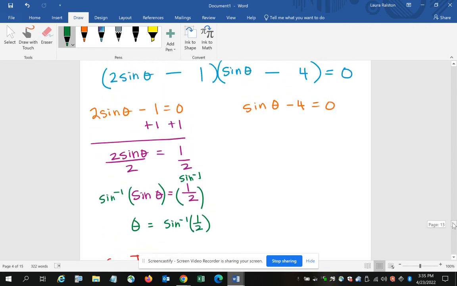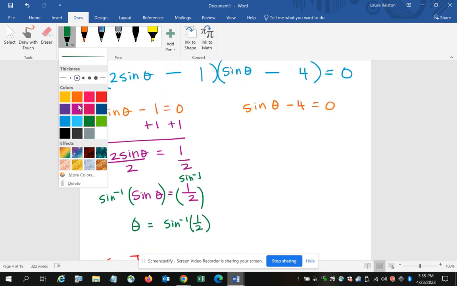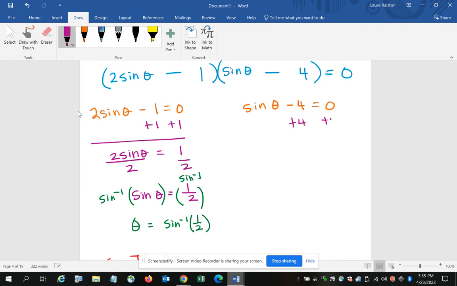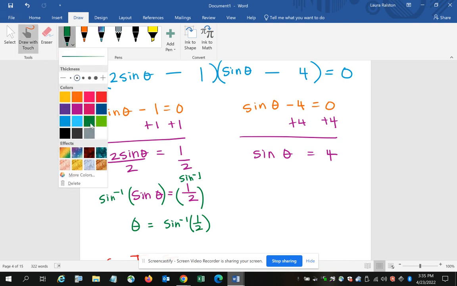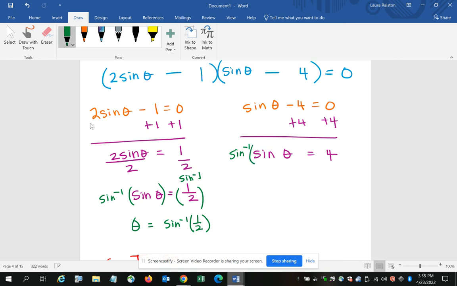And then I'm going back up here to solve this other one. Okay, so if I add 4, the sine of theta equals 4. Again, using the idea of the arc function, we're asking ourselves, where on the unit circle does the sine equal 4? Guys, it doesn't. Okay? The sine has to be between +1 and -1.